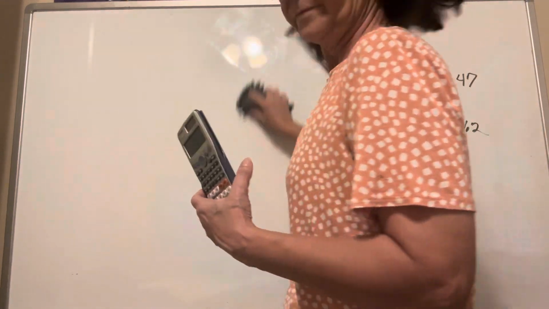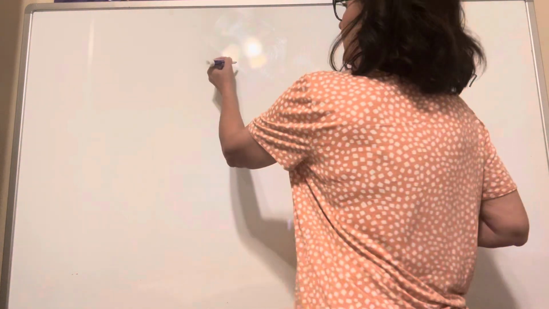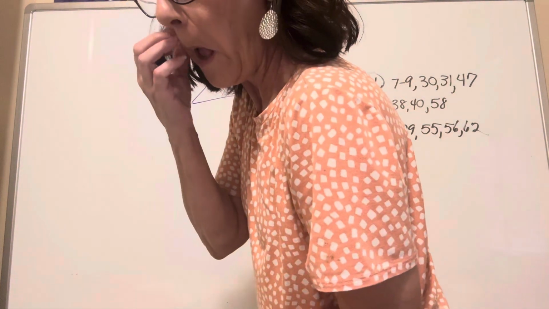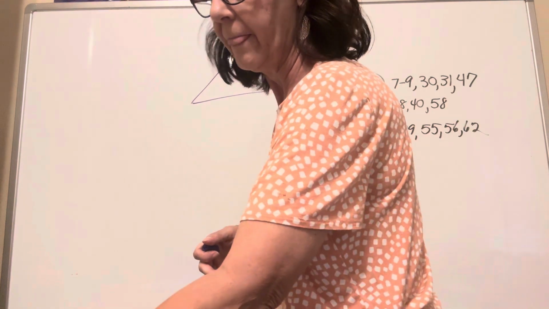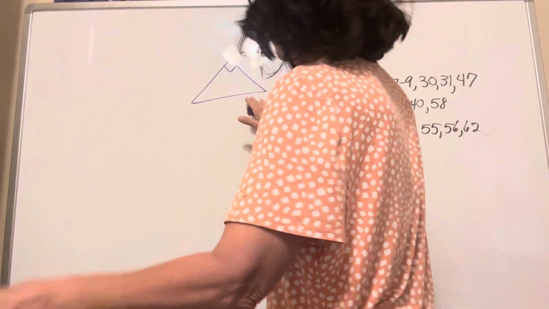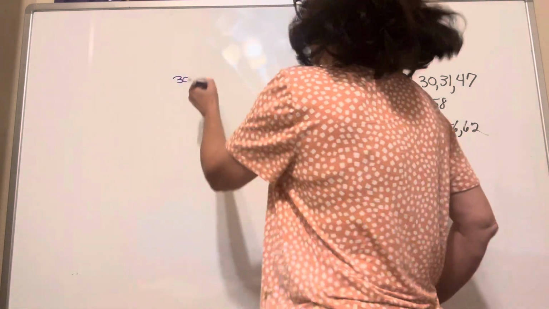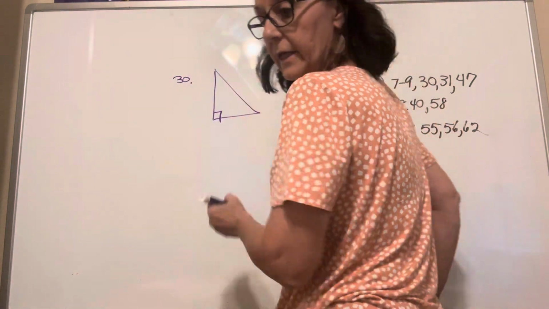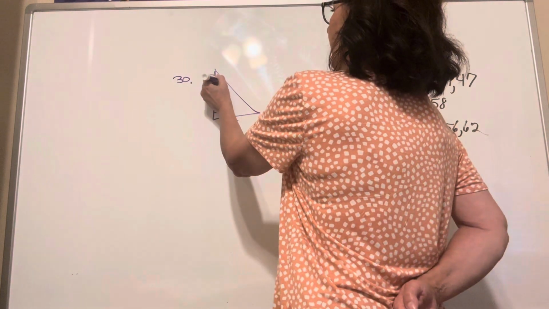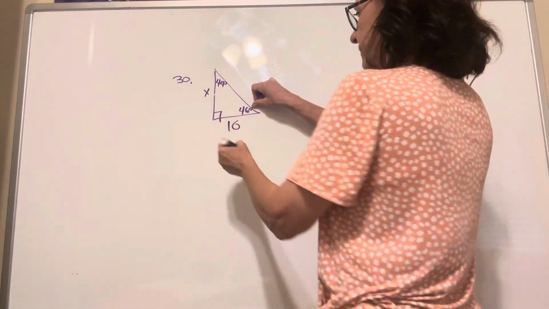Number 30. We have a triangle. There's the right angle. Oops, this is actually 31. I'm going to go back to 30. I was looking at 31. All right. The triangle looks like this. It's x, 10. We have 44 degrees. We have 46 degrees. Doesn't matter which one you use. I'm going to use this one.